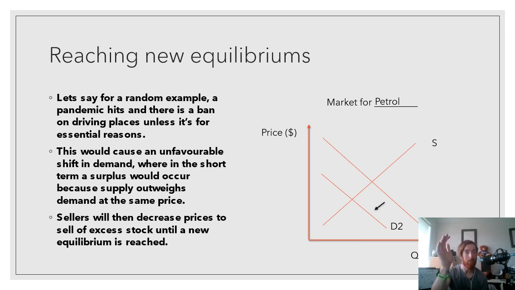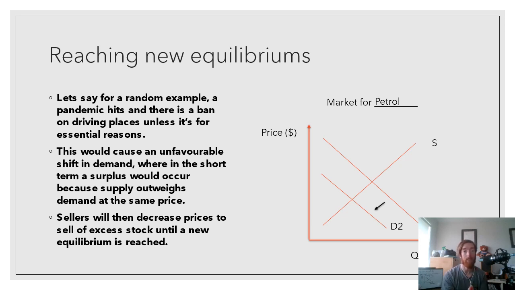So, reaching a new equilibrium. Let's say, random example, a pandemic hits the world. It's not something that happens that often. Coincidentally, based on this example, that's currently happening. And there's a ban on driving places unless it's for essential reasons. Basically the essential reasons to drive are you're going to work, you're buying groceries, or you've got a medical appointment. Exercise doesn't count. Exercise is meant to be from your front door, so don't drive somewhere to exercise. Pretty sure most of you shouldn't have your P's yet because you're in Year 11, so you shouldn't be driving in general.